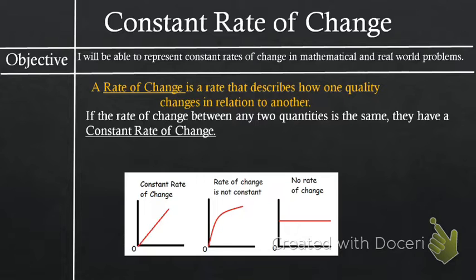So here are the three graphs you can have. Constant rate of change, you have the straight line. The second one, the rate of change is not constant. If you look, it kind of peaks up and then it goes to the right. And then the last one, no rate of change, obviously meaning it goes straight, nothing changes.